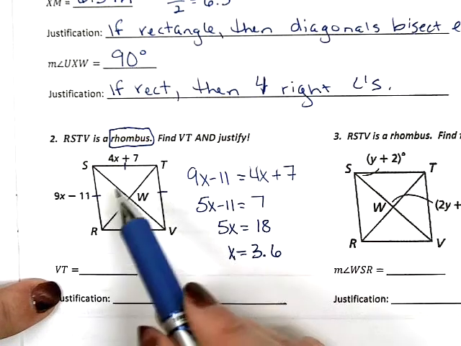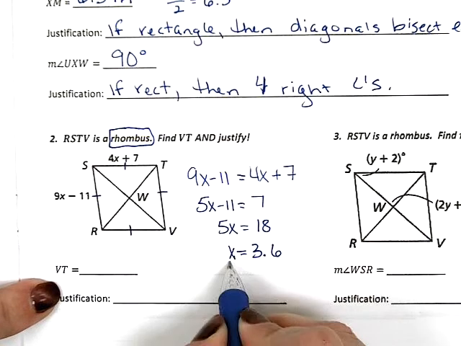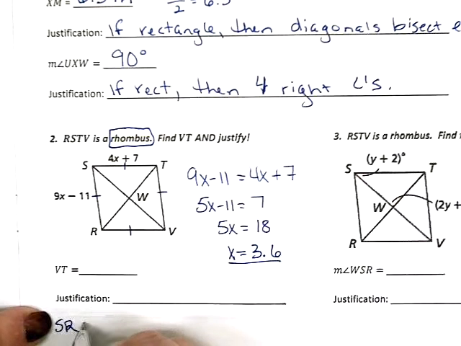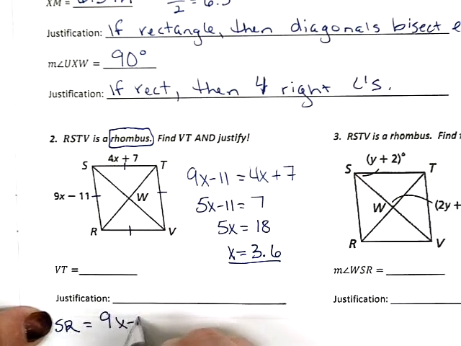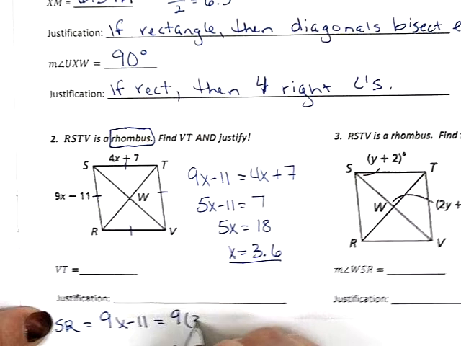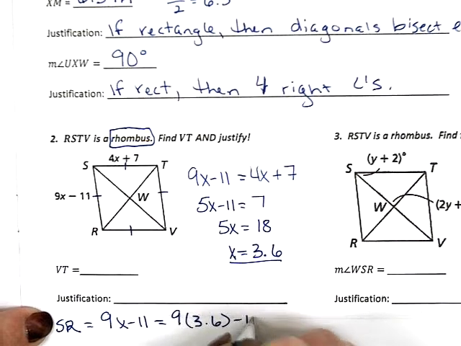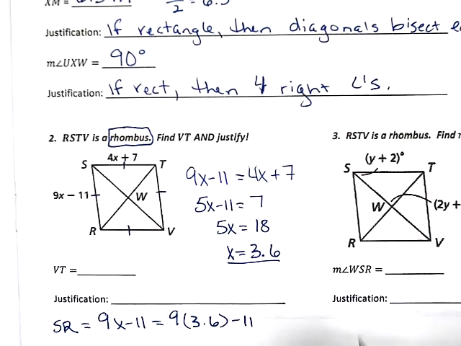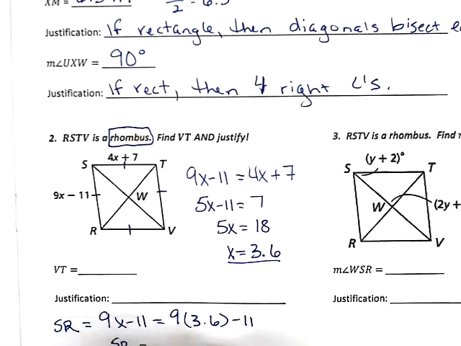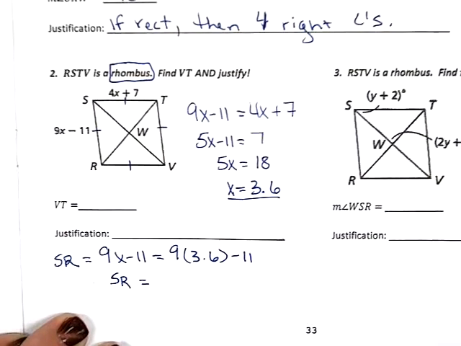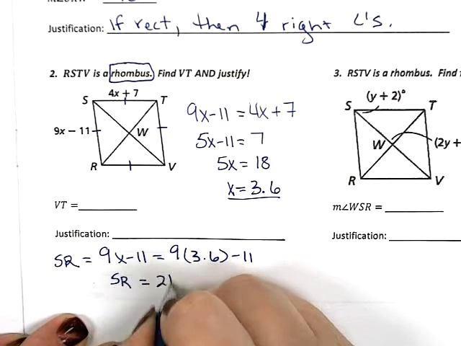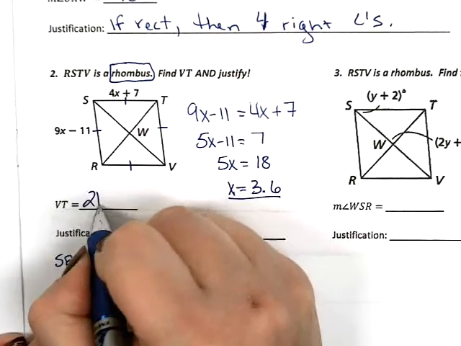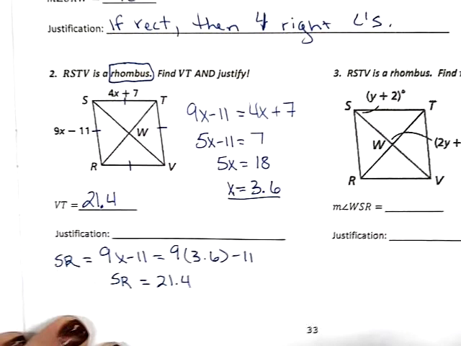Well, again, since they're all the same, I can plug this x equals 3.6 in pretty much wherever I want. So I'm going to pick SR. So 9x minus 11, 9 times 3.6 minus 11. Grab your calculators, and we get that SR is 21.4. But since it's a rhombus, all of them are 21.4. So that's VT that we were looking for.